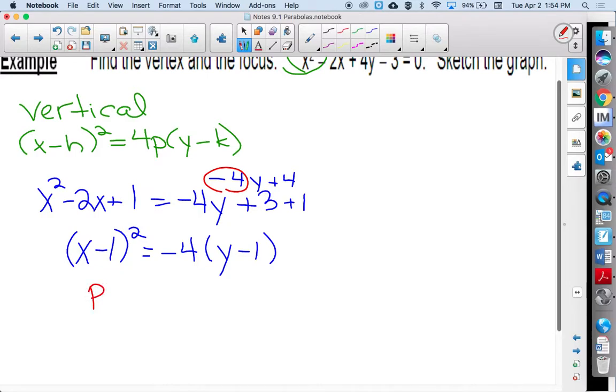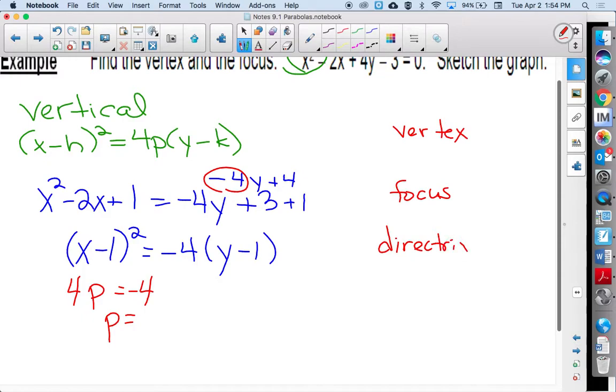Find p, so 4p would be equal to negative 4. And then see if you can get the vertex, the focus, and the directrix. Again, you might need to flip it over to peek at the other side. This is now moving vertically, so our y point is changing.